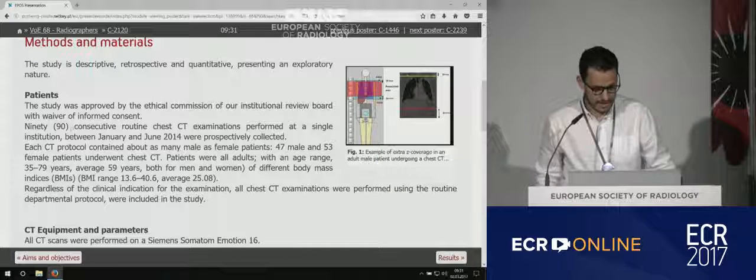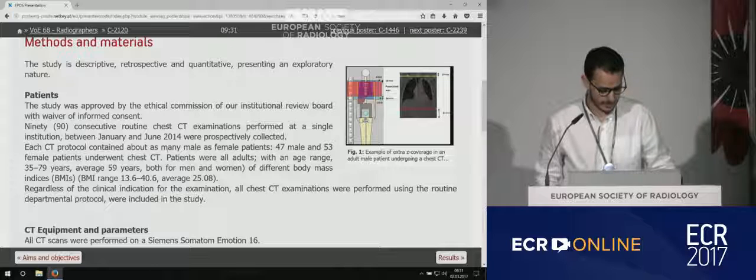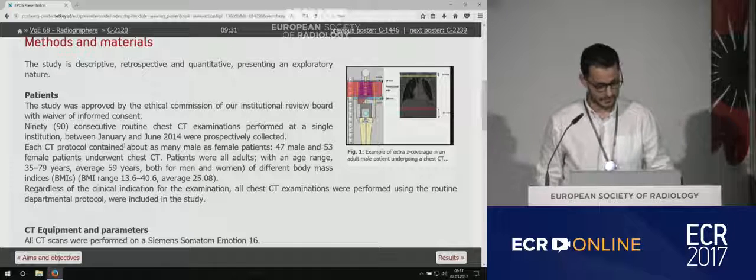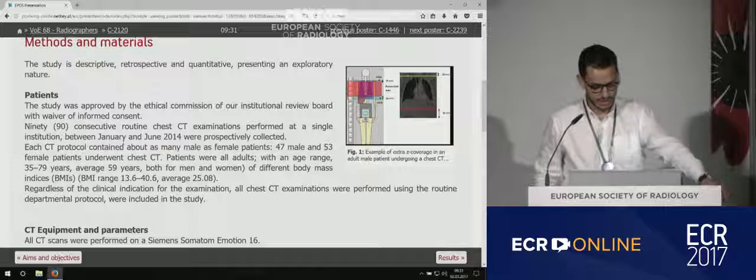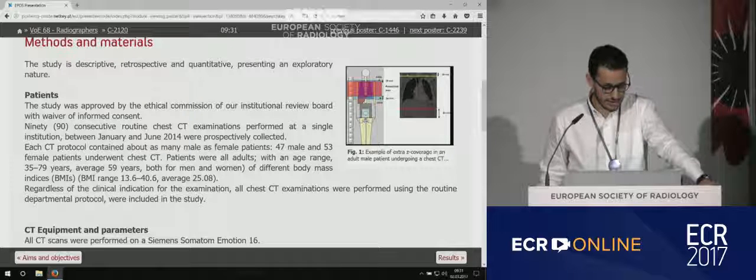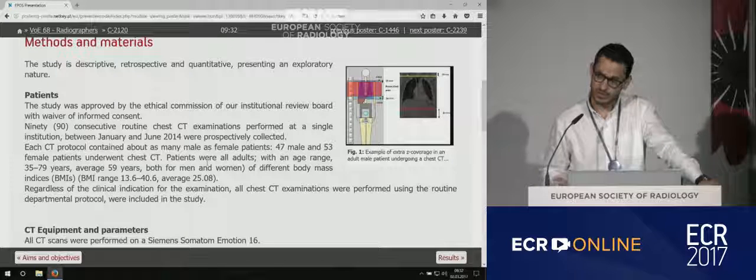So we had 90 consecutive routine chest examinations performed at a single institution. Each CT protocol contained about as many male as female patients, 47 males and 53 females that underwent the exams. The patients were all adults with an age range of 35 to 79, average 59 years. And we tried to keep the body weight and size as close as possible so that they're all similar in terms of dose, because what we wanted to know was the extra volume acquired.